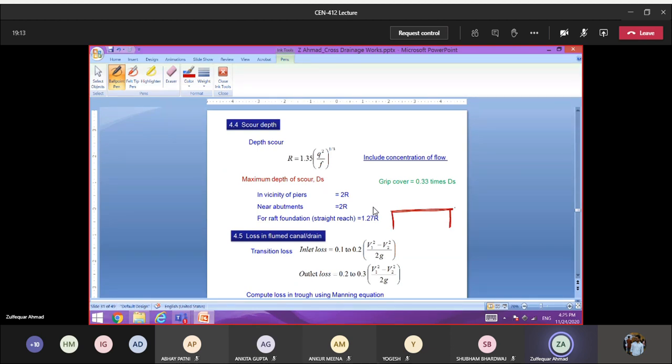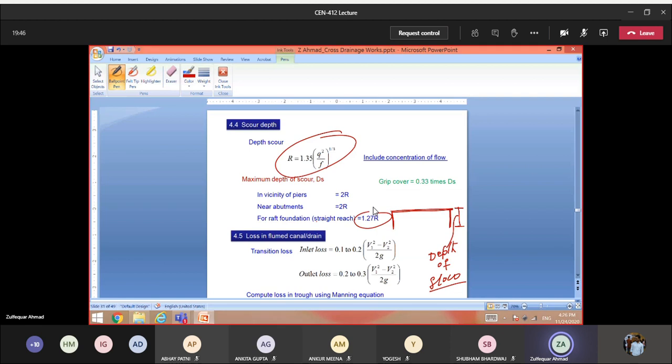So what would be the value of the cutoff here, I mean the depth of the cutoff? That we can calculate using the Lacey scour depth equation. You know that R is given by 1.35 (q squared by f) to the power 1 by 3. The scour that is taken in this case is 2R, and for the raft it is taken as 1.2R.